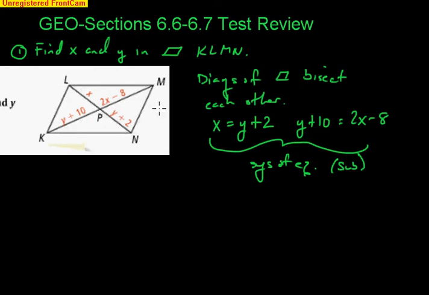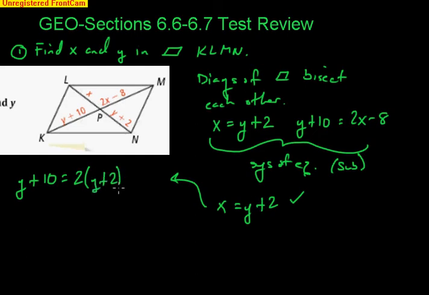To use substitution, you need to make sure that one of these equations is solved for one of your variables. That means it says x equals or y equals. And that is true. Your first equation says x equals y plus 2. That step is done. It's solved for x. Now, we take this y plus 2 and plug it in for x into the other equation. So, y plus 10 equals 2 times what x is, x is y plus 2, minus 8.